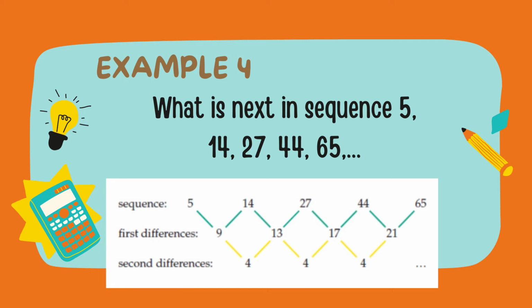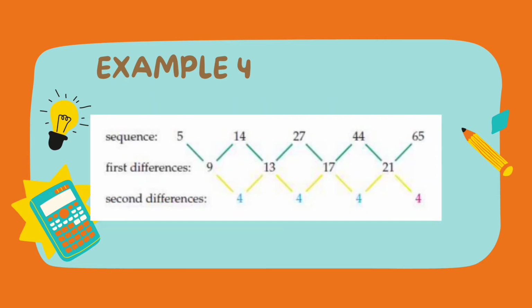In example 4, what is next in sequence 5, 12, 27, 44, 65? In this table, the first differences are not all the same. In such a situation, it is often helpful to compute the successive differences of the first differences. These are shown in second differences. To predict the next term of a sequence, we often look for a pattern in a row of differences. For instance, in the following table, the second differences shown in blue are all the same constant, namely 4.